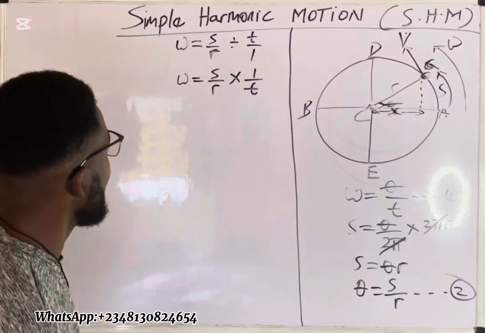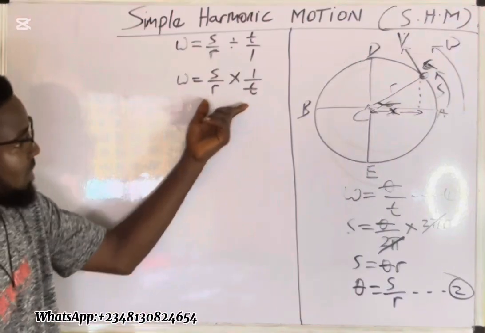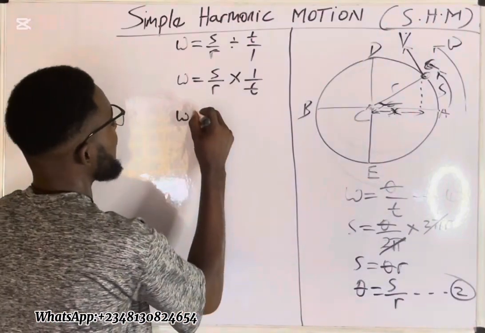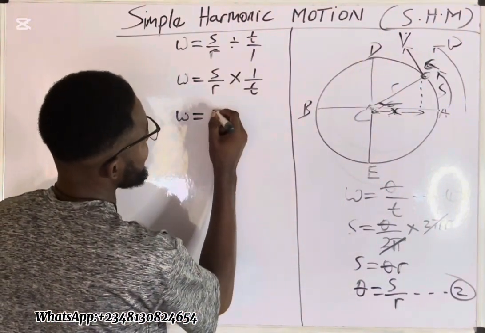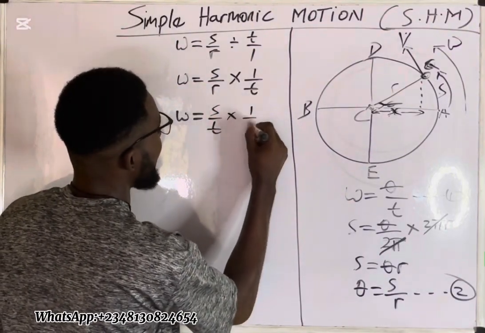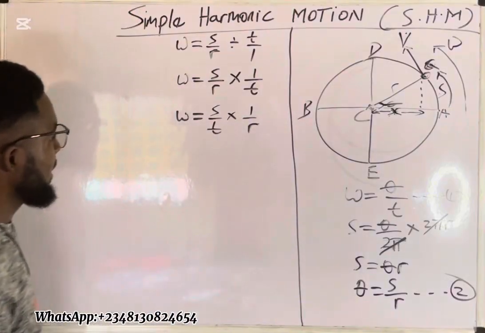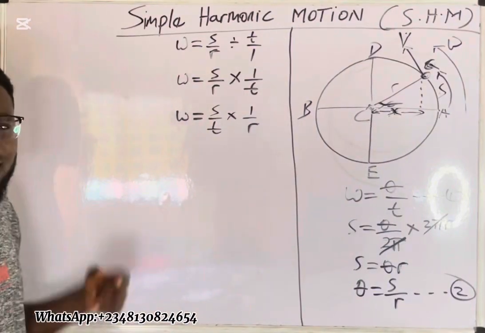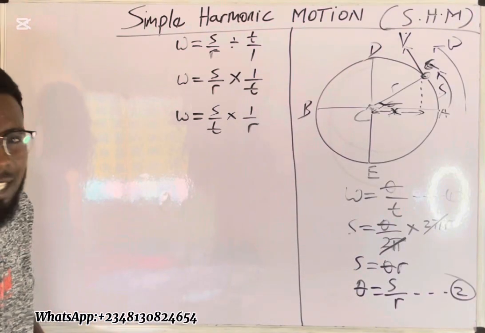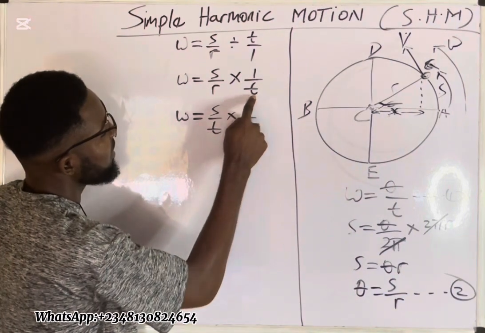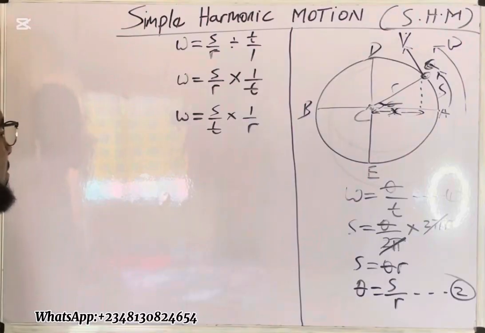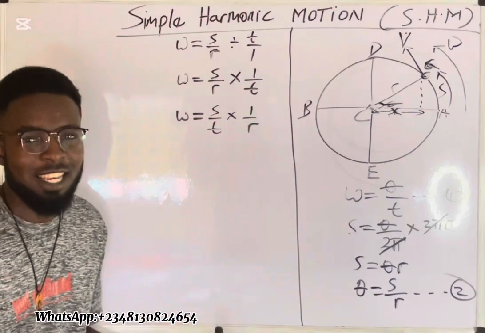Okay. And that we have it like this. You see this? I'm going to change it to look something very beautiful. I can say that omega is equal to displacement over time times 1 over radius. Now if you look at these two equations, are they the same? Just take a look at them. You can see that I changed it. Time is here, I brought it here. Radius is here, I brought it here. But do they look the same? Actually, they are the same.